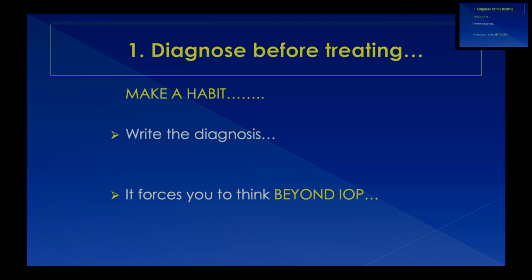When you write the diagnosis of, say, a secondary glaucoma, it makes you think, what is the cause of glaucoma? Have I taken the history of steroid? Have I looked into angle recession? Whether I've seen the pseudoexfoliation? When you write diagnosis of primary open-angle glaucoma, it makes you think whether I've done a gonioscopy or not. So always write your diagnosis before you start treating your patient.